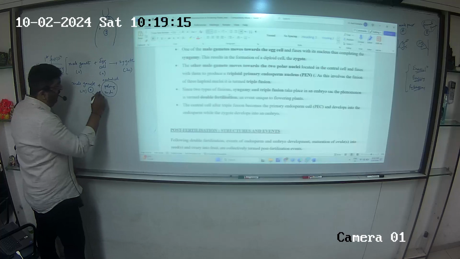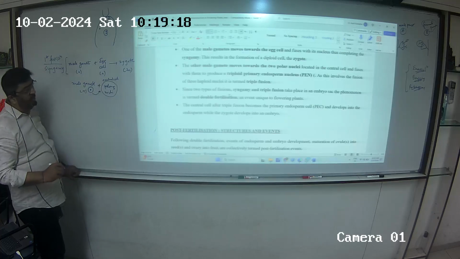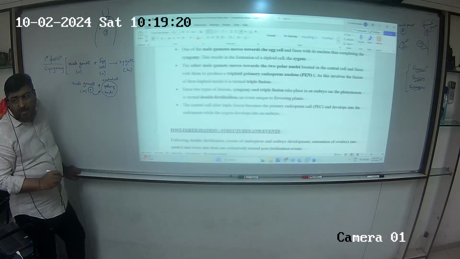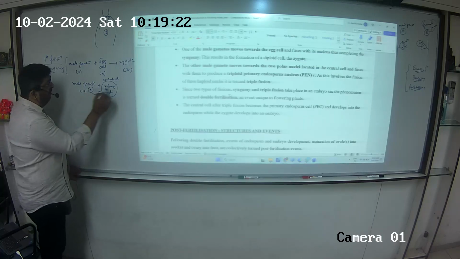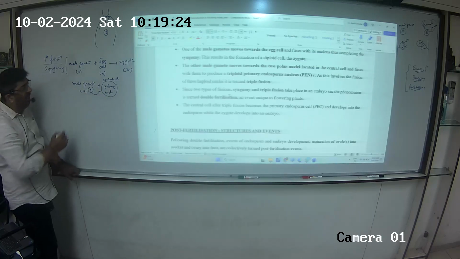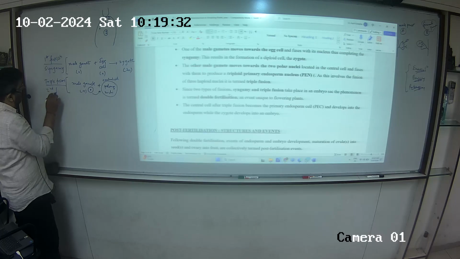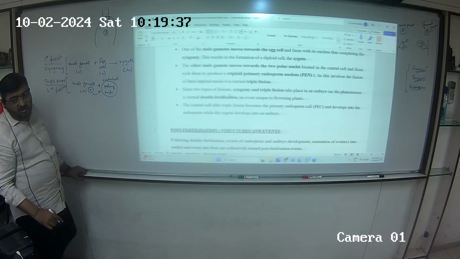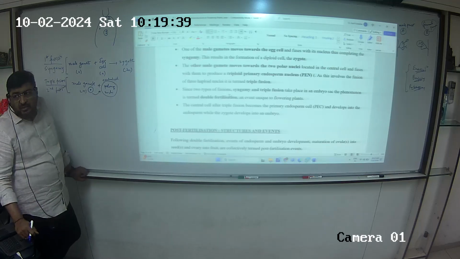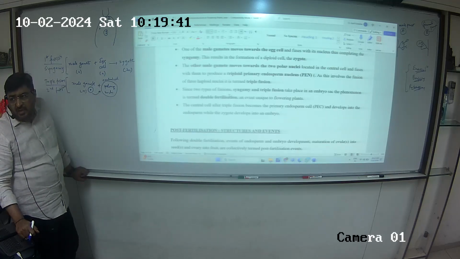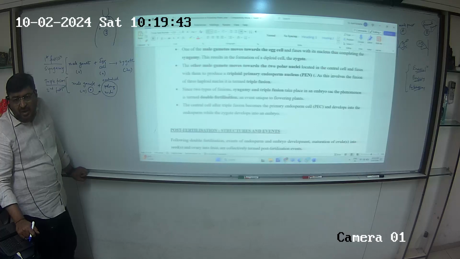So we have movement of the male gamete towards the polar nuclei. So it is fusion of how many nuclei? 3. That's why the second step is called triple fusion or second fertilization. So what are the two fertilizations called? The first fertilization is called syngamy and the second fertilization is called triple fusion.